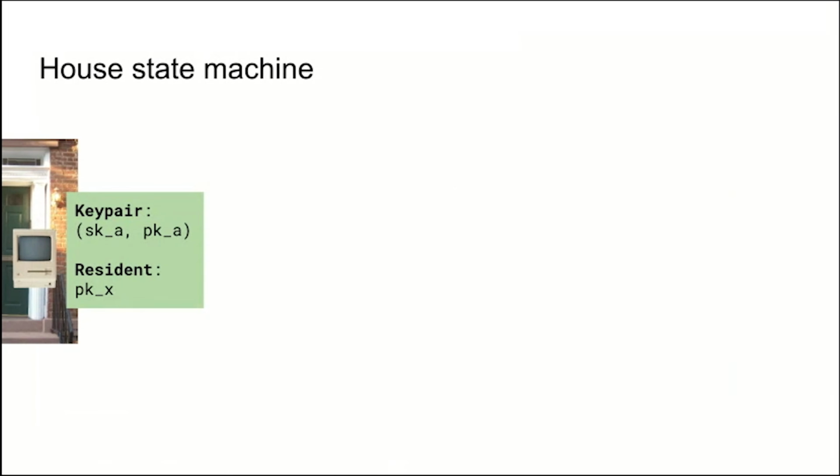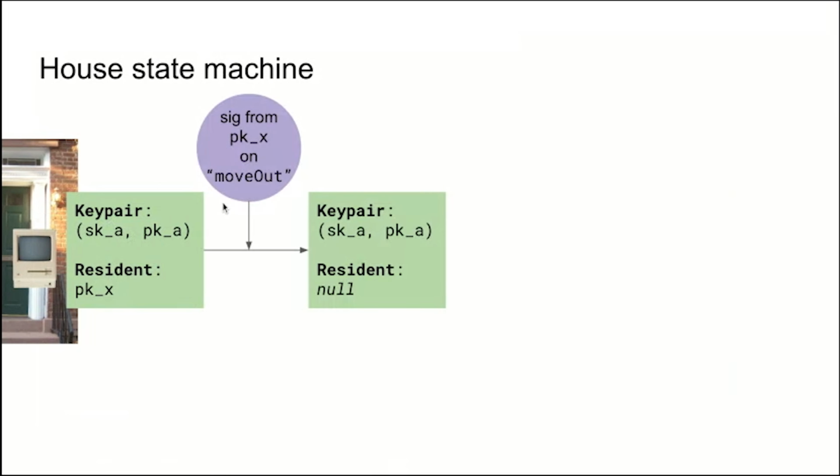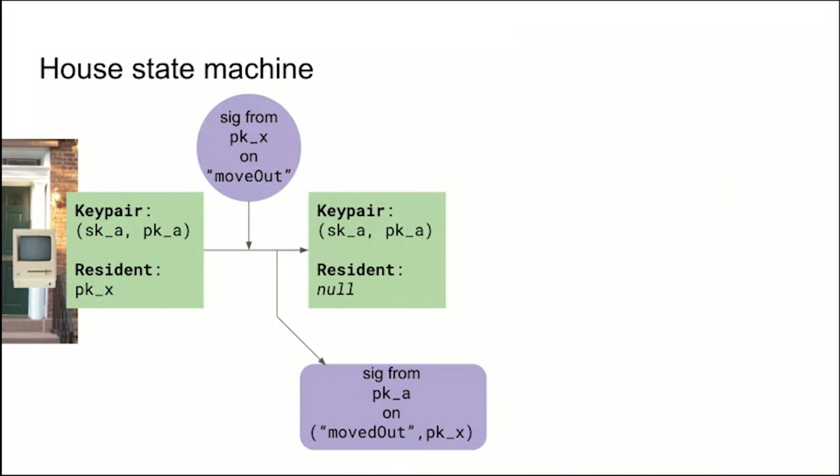Let me step through how the state machine looks. I think this is a nice example of how the Mina blockchain plus some devices interacting with it can make a cool system. The state machine will look like this. The state has the keeper and the resident. The keeper is never going to change. The state works in the following way. If you input a signature from PKX on the message, I'm moving out, and PKX is equal to the current resident, then set the current resident to null and output a signature from you that says, yep, this person moved out, I approve.